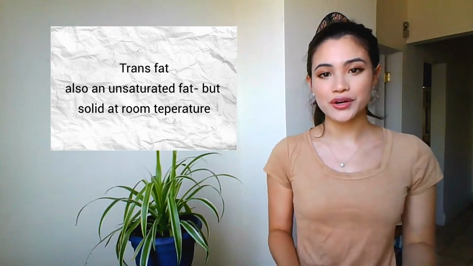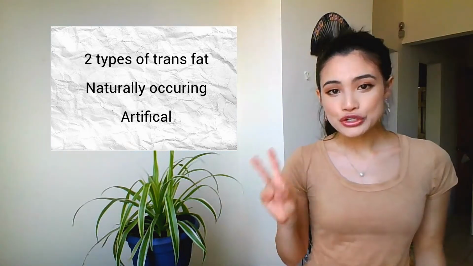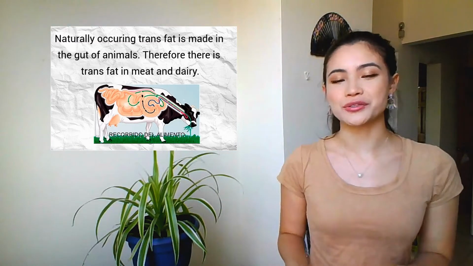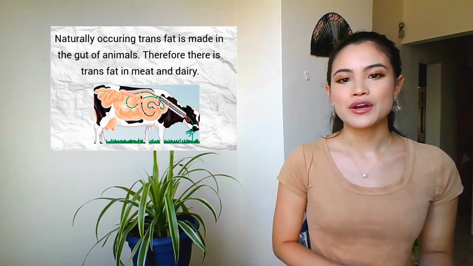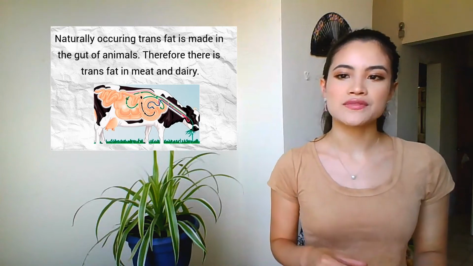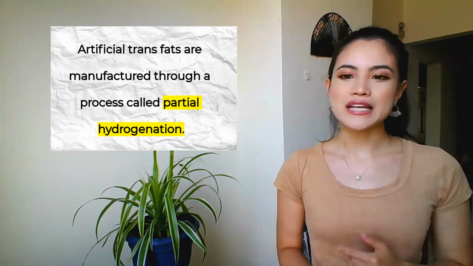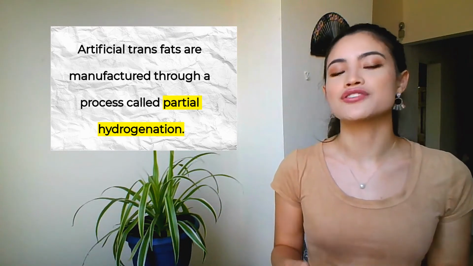And lastly, trans fat. Trans fat is also an unsaturated fat. There are two types of trans fats: naturally occurring and artificial. Naturally occurring trans fat is made in the gut of some animals, resulting in a small amount of trans fat in dairy and meat products. And artificial trans fats are a type of fat that's made in a laboratory through a process called partial hydrogenation.